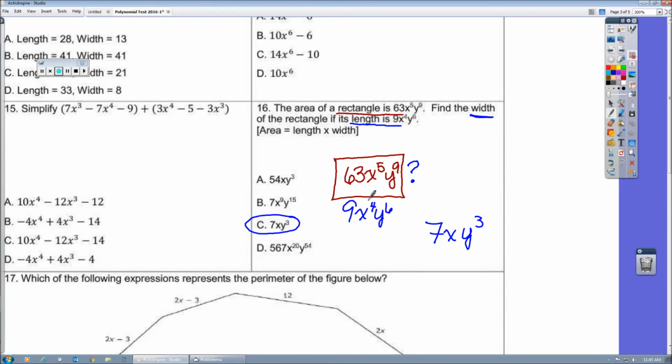Now you could work backwards. You could take what's in blue right here and multiply times each answer choice and see which one gives you the area. It might take you a little bit more time, but that's another strategy.